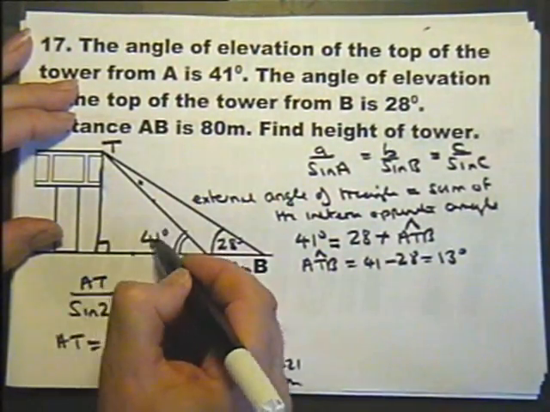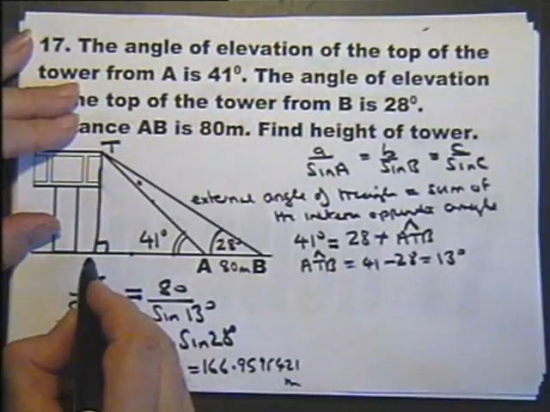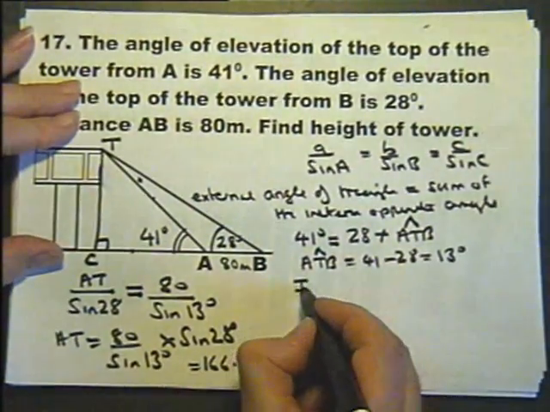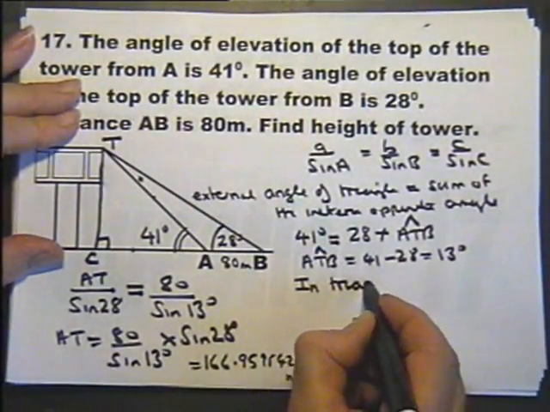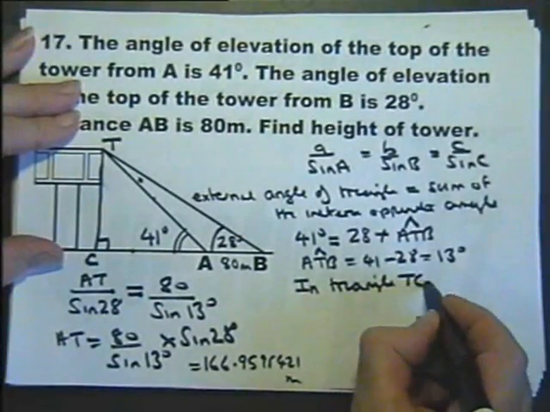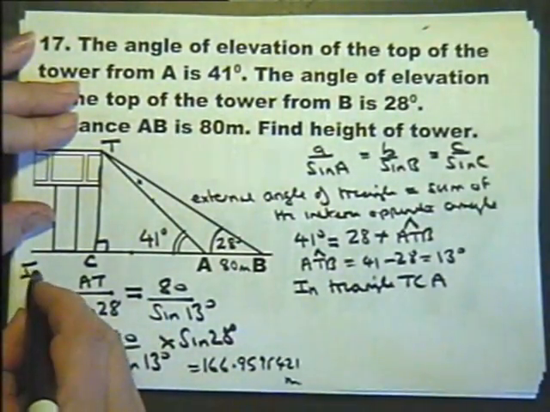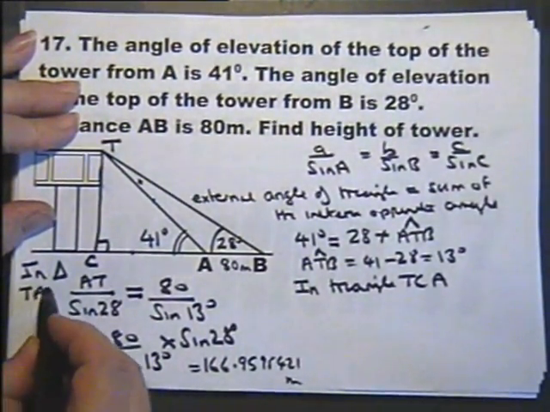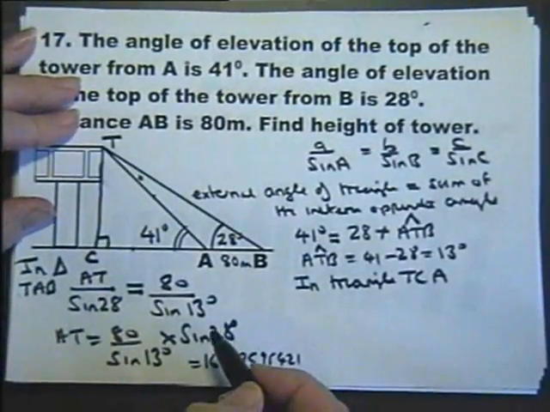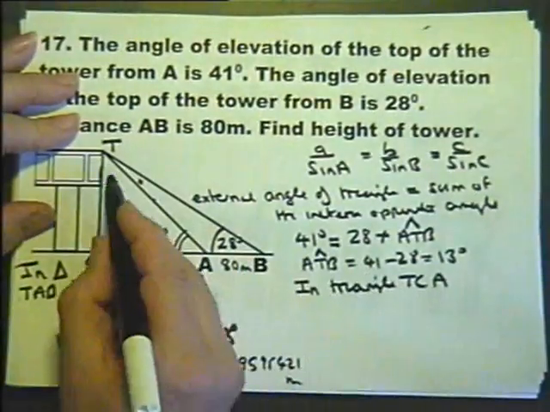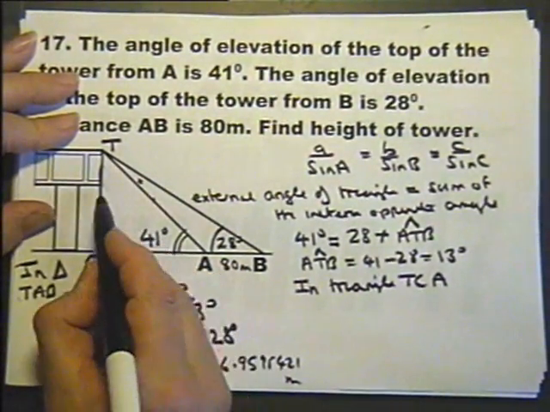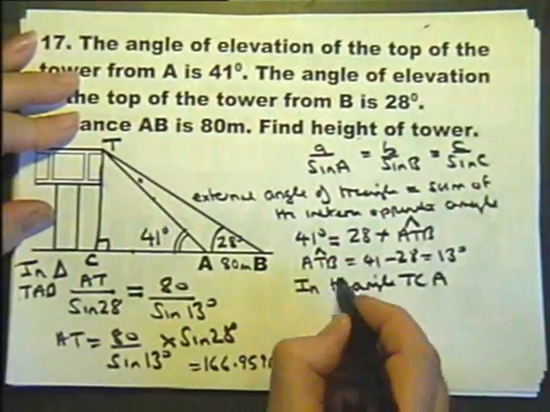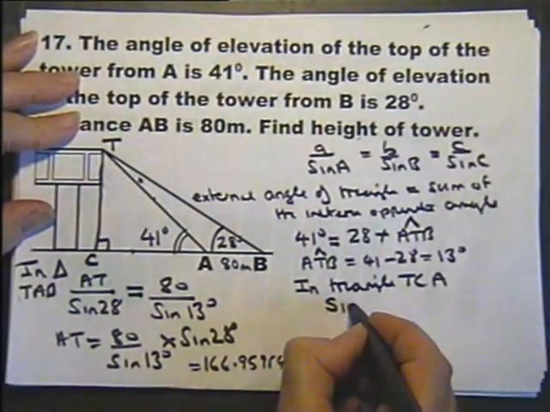So we can look at this triangle now. It would be useful if this had a letter, so we'll call that C. Tell the examiner what you're thinking. In triangle TAB, I should have put that over here. You should really tell the examiner quite precisely what you're doing. In triangle TCA, this is now a right angled triangle. I'm trying to find TC, which is the height of the tower. That's the opposite, that's the hypotenuse. So I need the formula that uses opposite and hypotenuse, and that's sine.